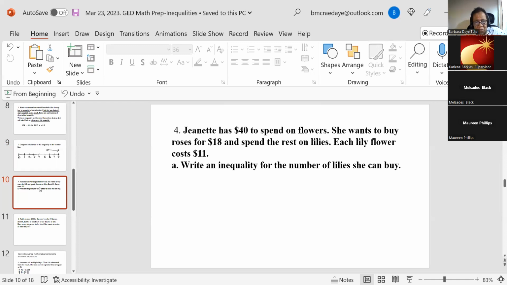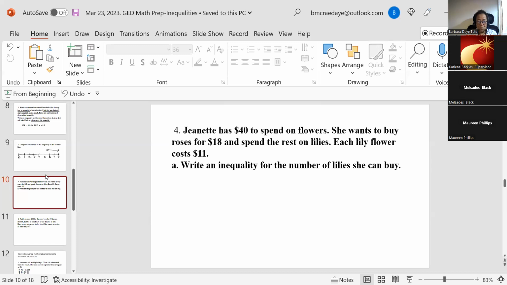So I want you to write this as an inequality. Jeanette has $40 to spend on flowers. She wants to buy roses for $18 and spend the rest on lilies. Each lily flower costs $11. Write an inequality for the number of lilies she can buy. So now, based on what I have, just say in words how you would find it and then write it as an inequality.